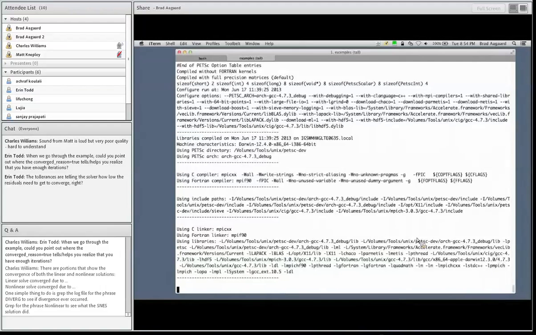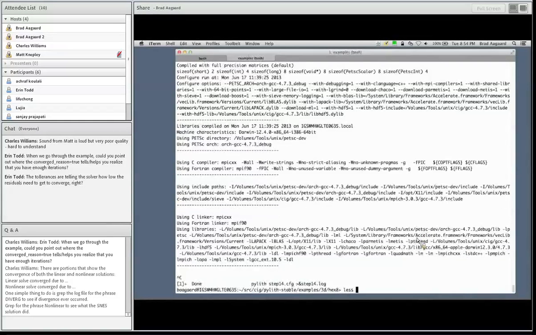Yeah. You see Aaron's question here about the tolerances? Yeah, so the tolerances are telling the solver how low the residuals need to converge. Yes. And so let's look at step 14 in the log.